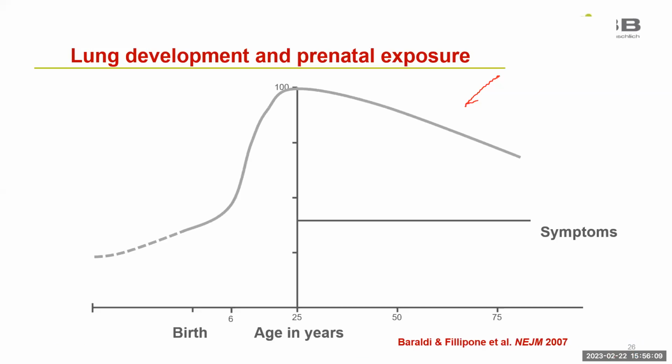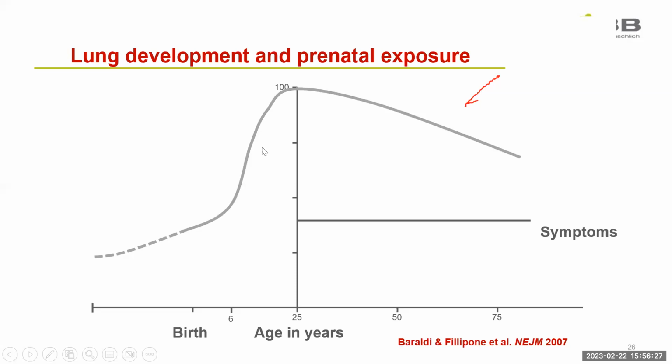So this curve just demonstrates what happens to lung function and development during the prenatal period. So this is what would happen normally, that the lung growth and function at birth is normal.